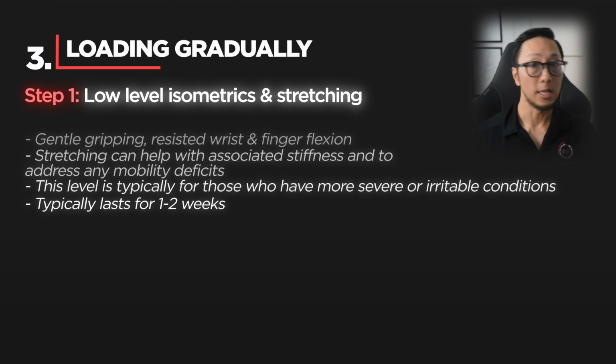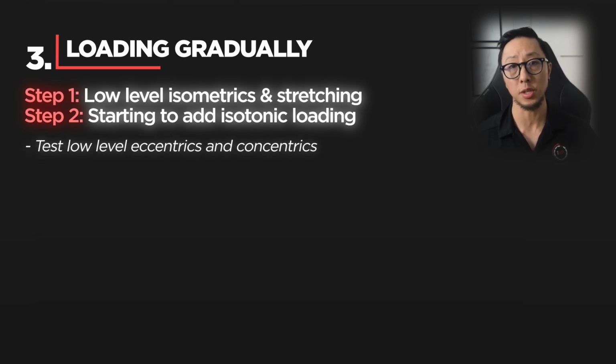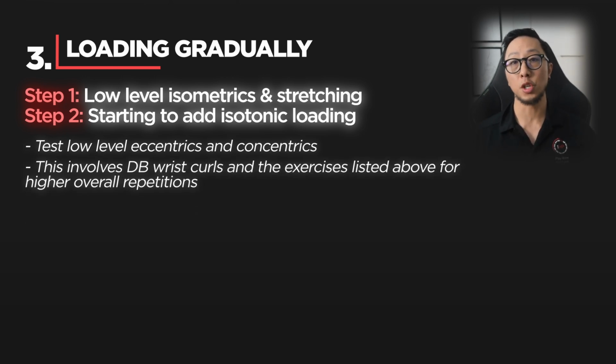Step B is starting to add isotonic loading, eccentric and concentric movements. Once you can handle basic levels of isometrics and stretching without flare-ups, you can test low-level eccentrics and concentrics. This involves dumbbell wrist flexion curls and the exercises listed above for higher overall repetitions. And you want to find the weight where you can do between 15 to 20 reps without causing a flare-up.